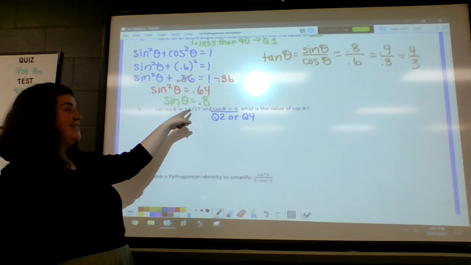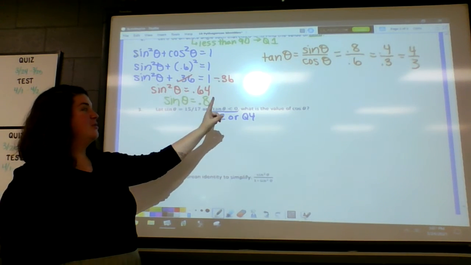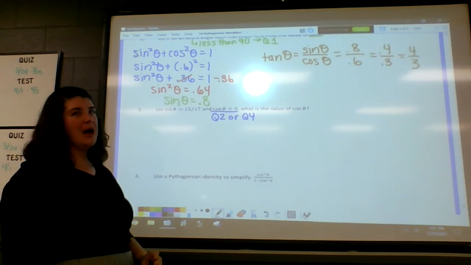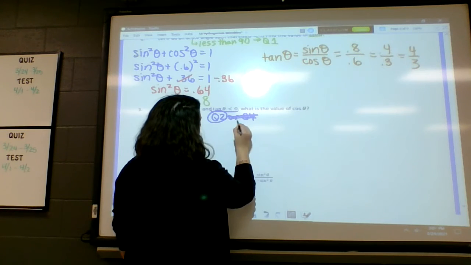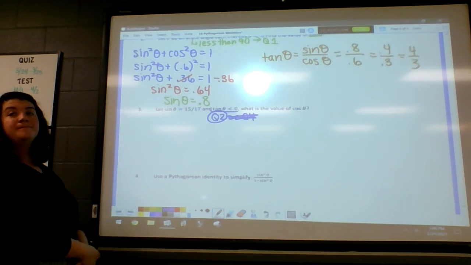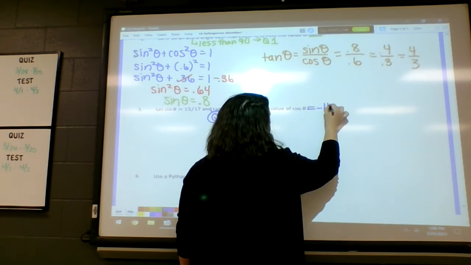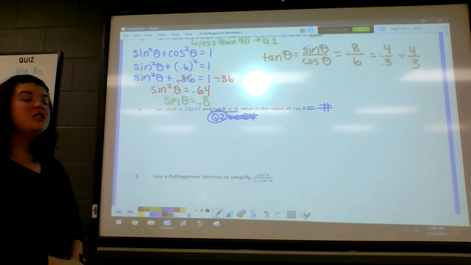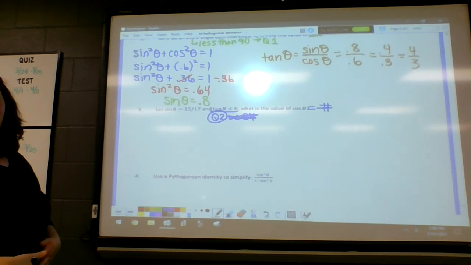Now, there's actually enough information to tell us which one specifically. The sine is positive. So, is it Q2 or Q4? In which one is sine positive? Q2. So we know based off of that information that this is in quadrant 2. So if I'm finding cosine in quadrant 2, cosine is negative. So this immediately will be a negative number. When we take that square root and we have the plus or minus, we don't need the plus, we need the minus.